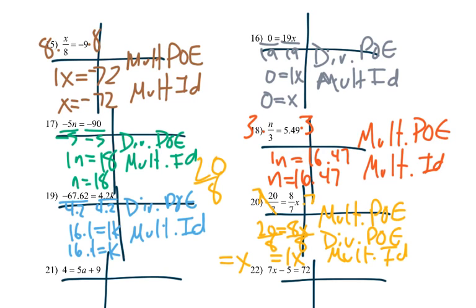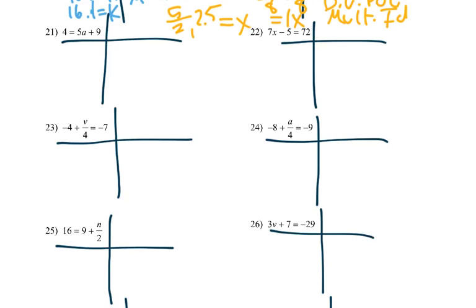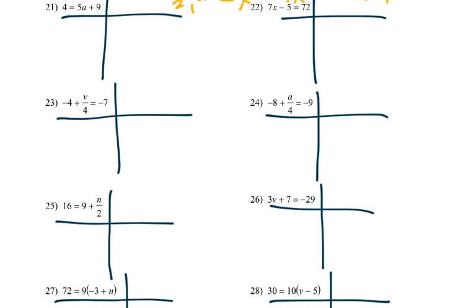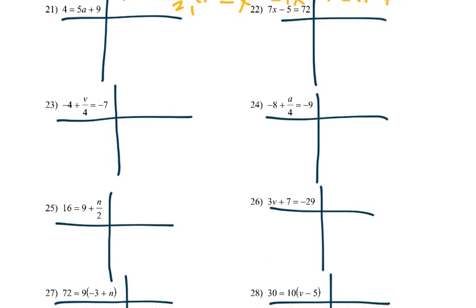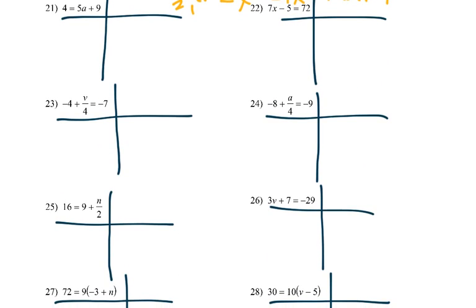Now 20 over 8, we can reduce that to 10 over 4, which reduces further to 5 over 2. So you can write 5 halves or 2.5 or 2 1/2. Any of those work. Okay, now we're moving on to some that are a little bit more complex because they just have more steps to them. Okay, but everything else is the same.